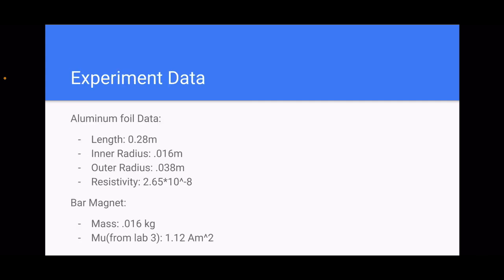The aluminum tube was 0.28 meters, the inner radius was 0.016 meters, the outer radius 0.038 meters, and the resistivity was 2.65 times 10 to the negative 8th. The bar magnet had a mass of 0.016 kilograms and a mu calculated from lab 3 of 1.12 amperes times meter squared.